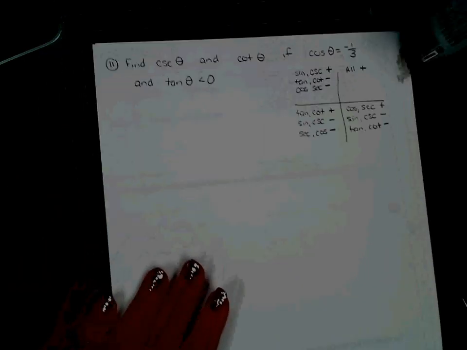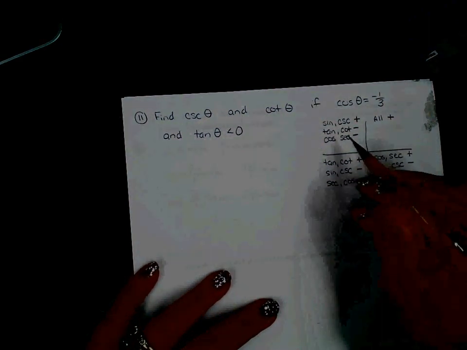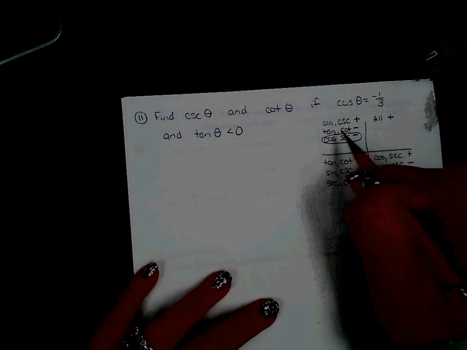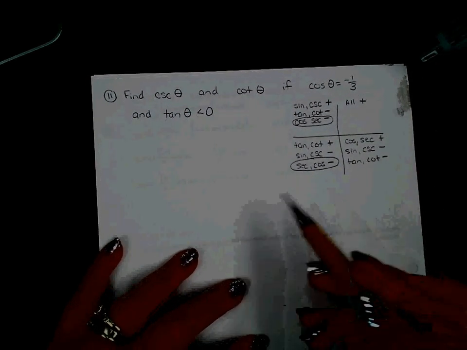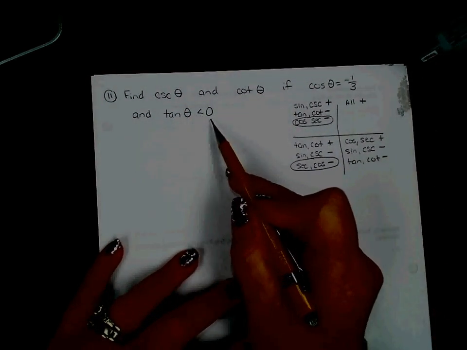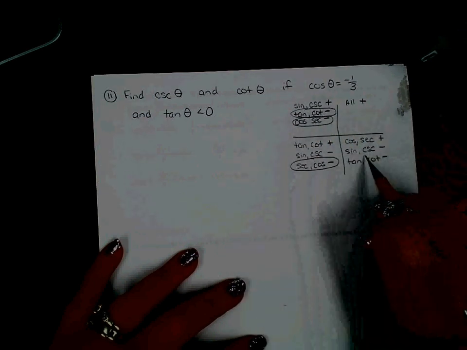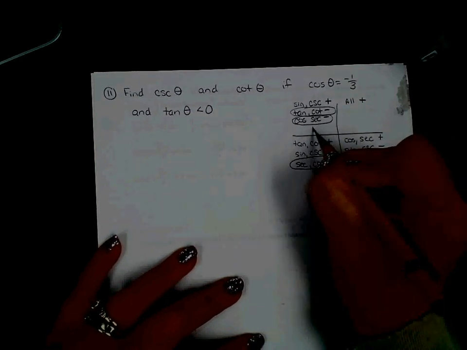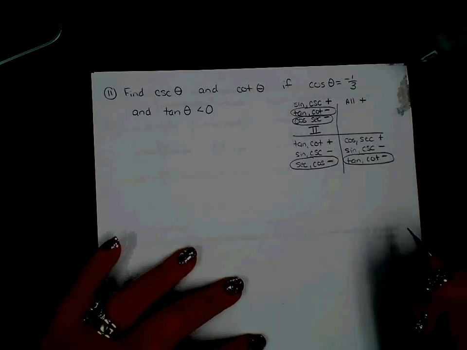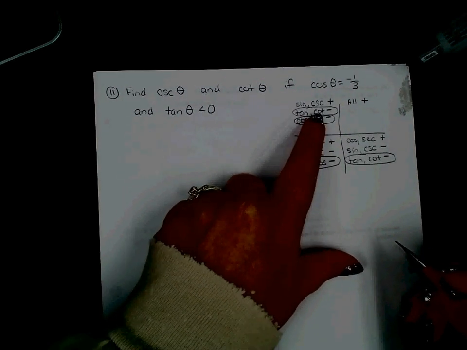All right. So, cosine is negative. That means it could be in this quadrant or it could be in this quadrant. Tangent is less than 0. That means tangent is negative. Tangent is negative in this quadrant, and tangent is negative in this quadrant. The only quadrant where both of those is true is quadrant 2. So in this problem, sine and cosecant are going to be positive, tangent and cotangent are going to be negative, cosine and secant are going to be negative.